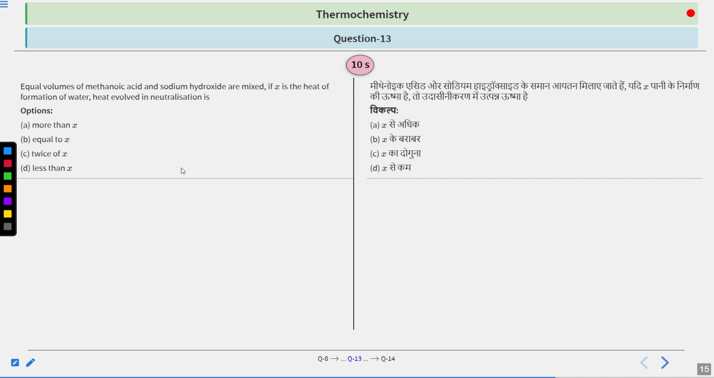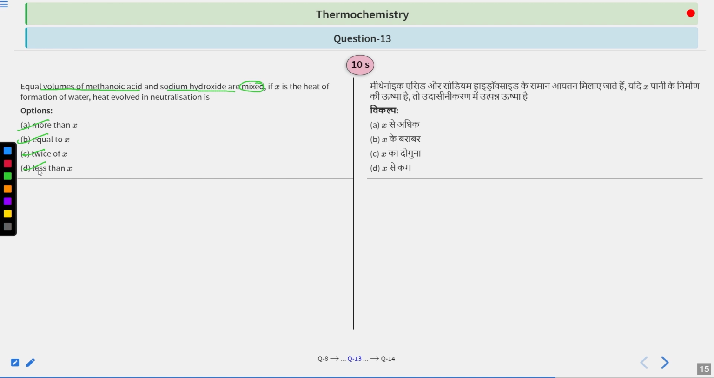Question number 13 says that equal volumes of methanoic acid and sodium hydroxide are mixed. If X is the heat of formation of water, then the heat involved in neutralization is: your options are A, more than X, B, equal to X, C, twice of X, and D, less than X. So what is being written here? That we have taken equal volume of methanoic acid and sodium hydroxide.